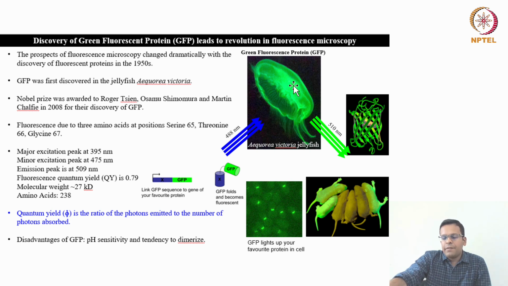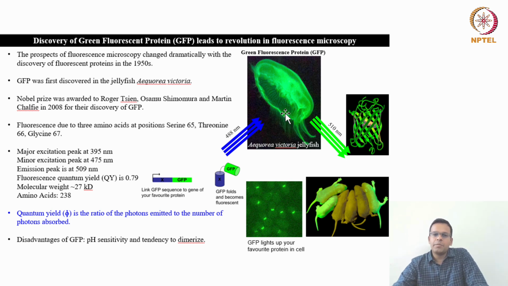If you see this jellyfish under the seawater, it emits green colored light. You can see some kind of light emitting creatures in the seawater. That is a jellyfish. Now why does this jellyfish emit green color light? It emits green color light because of the presence of a specific protein which is known as green fluorescent protein. And if you see the three-dimensional structure of GFP, it looks like this.